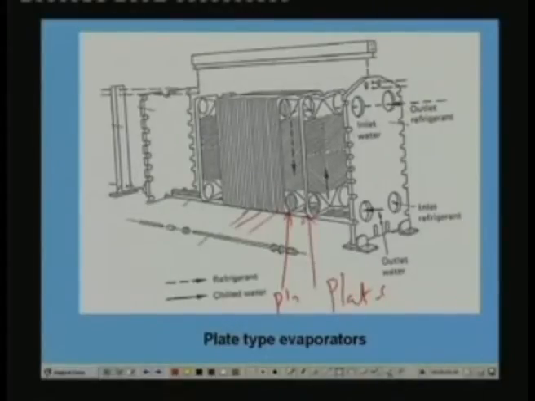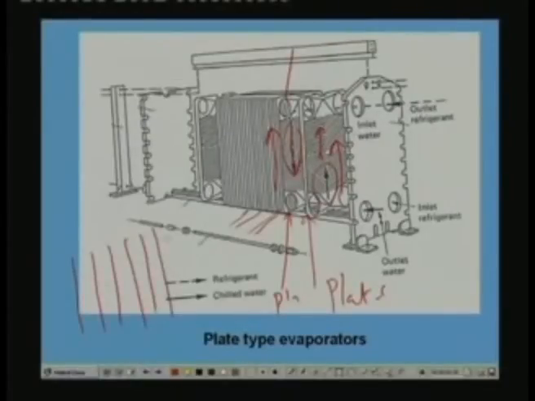For example, let us say that here the refrigerant is flowing in this direction. So in the passage formed by this plate and the next plate, that means in this passage the liquid being cooled will be flowing in the opposite direction. That means one fluid flows in this direction, the other fluid flows in this direction. So in the next passage, that means the passage formed between this plate and the next plate, again the refrigerant will be flowing in this direction.